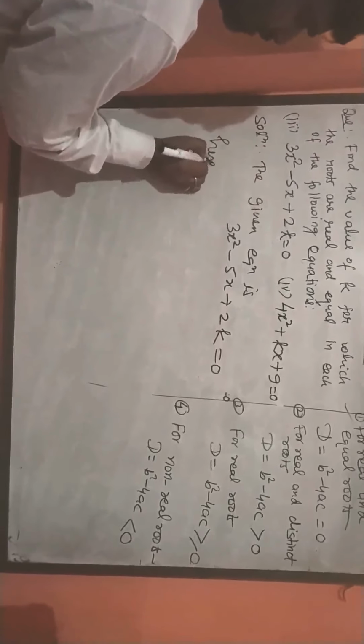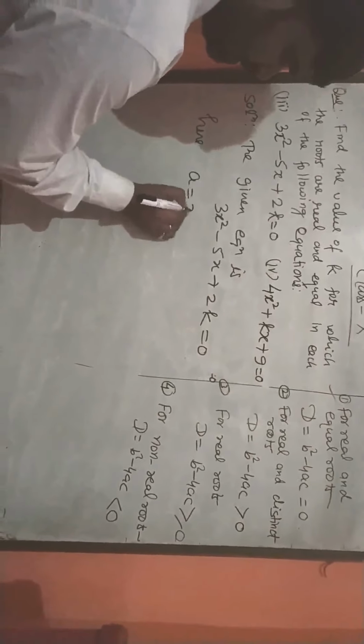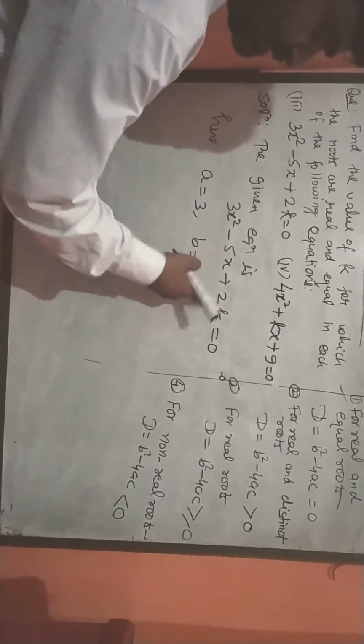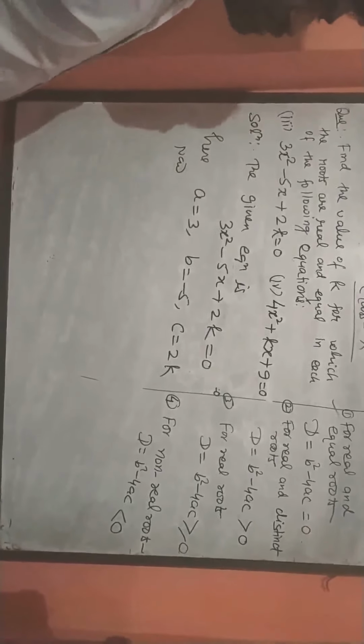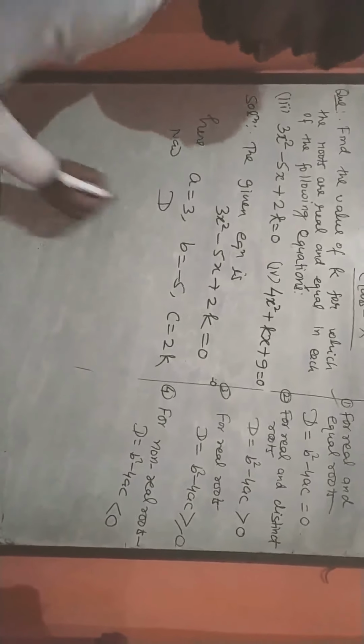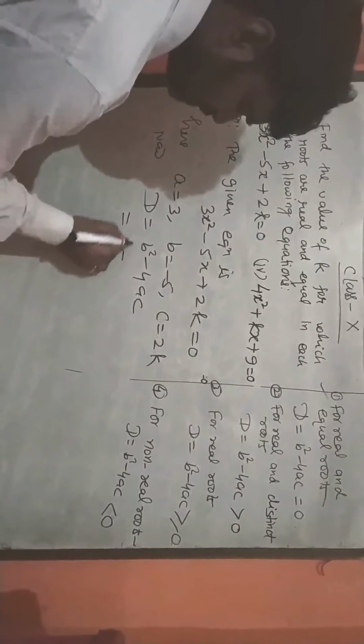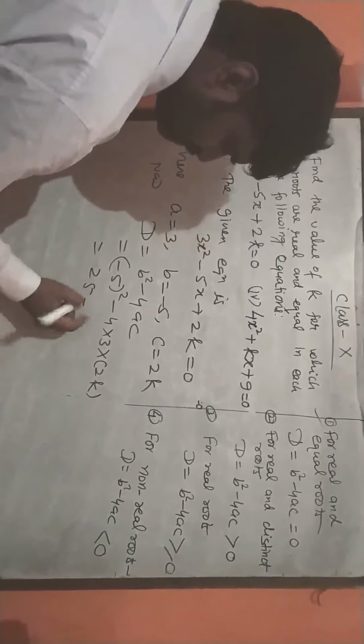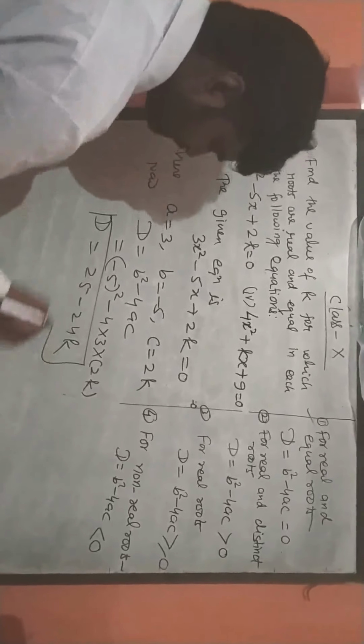Here the coefficient of x square is 3, so a is equal to 3. The coefficient of x is minus 5, so b equal to minus 5, and the constant term is 2k, so c is equal to 2k. Now to find the value of b square minus 4ac, which is represented by D. As we know, to find the nature of root, first we find out the value of D. Minus 5 whole square minus 4 into 3 into 2k gives 25 minus 24k. So it is the value of D.